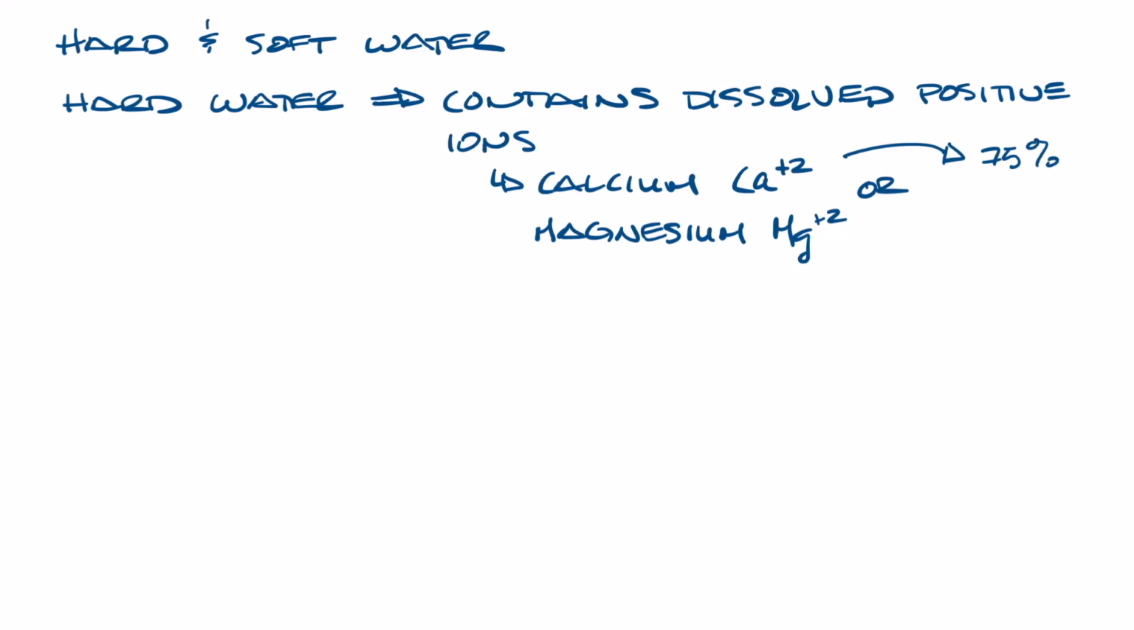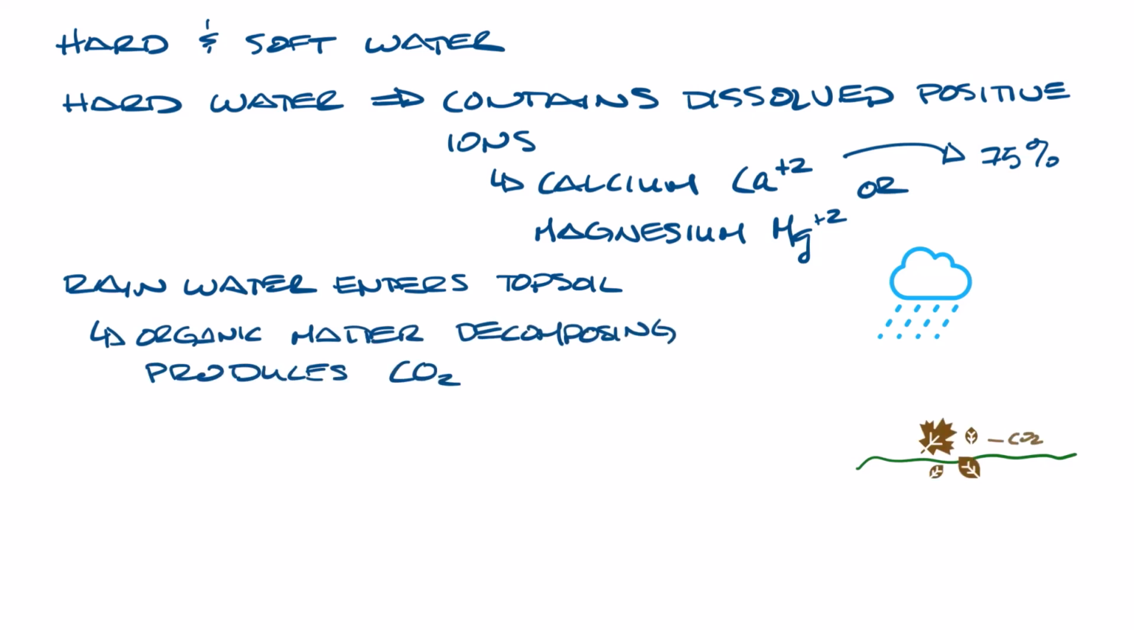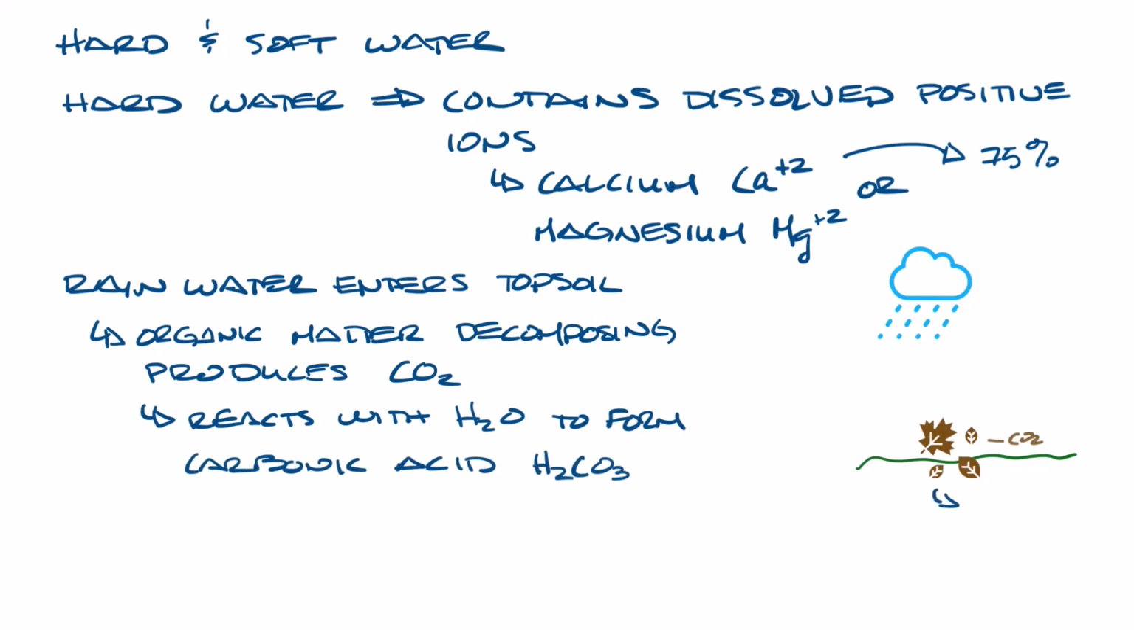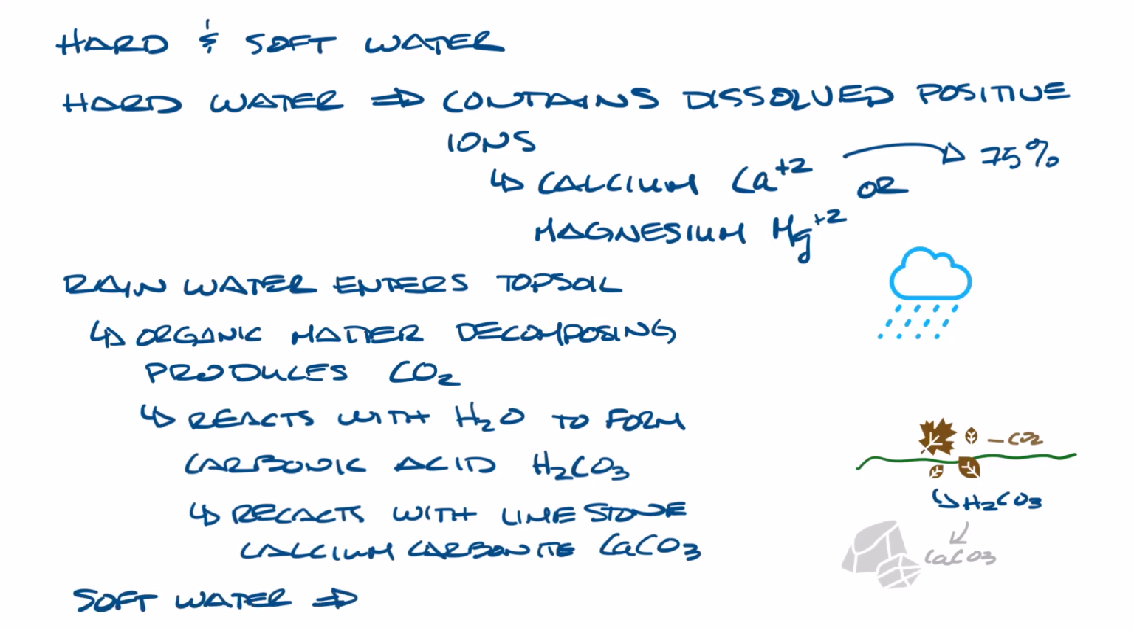So where does the water hardness come from? Water from rain enters the topsoil. Organic matter decomposing in the topsoil produces CO2. This reacts with the water to form carbonic acid, H2CO3, which reacts with limestone, which is calcium carbonate, CaCO3, that's in the ground. And then this is what flows into the water system. Soft water has been demineralized, and we're going to talk about that a little bit more in a minute.